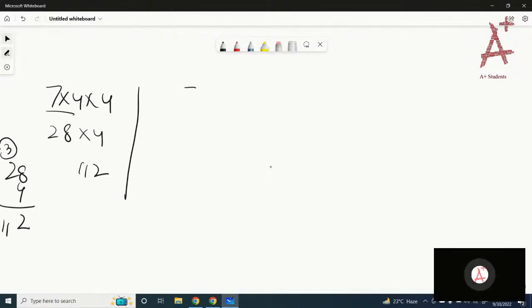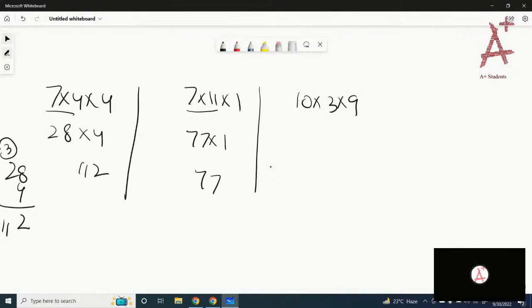Okay, the next one is 7 times 11 times 1. So 7 times 11 is 77, and 77 times 1 is 77. So select the correct option, and then click on the OK button. Okay, the next one is 10 times 3 times 9. So let's just do 3 times 10. 3 times 10 is 30, and then do 30 times 9. 9 times 3 is 27, so it is then 270.